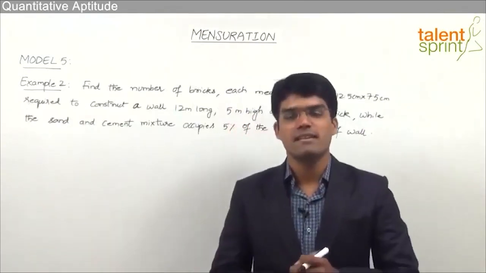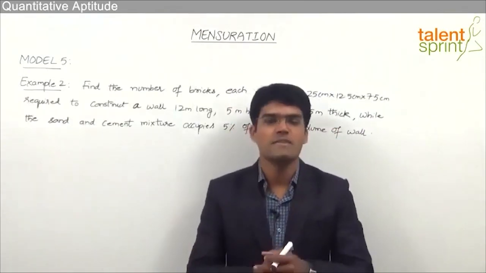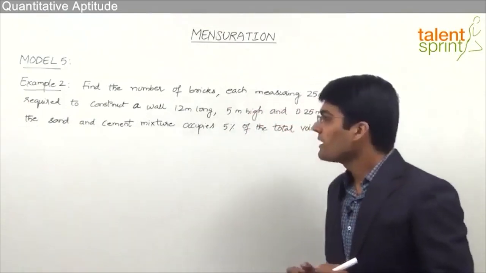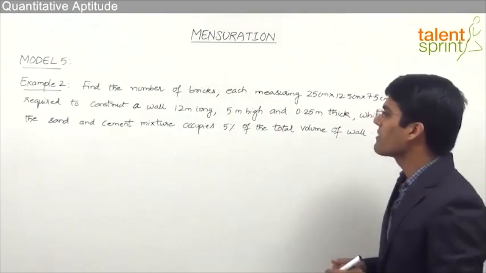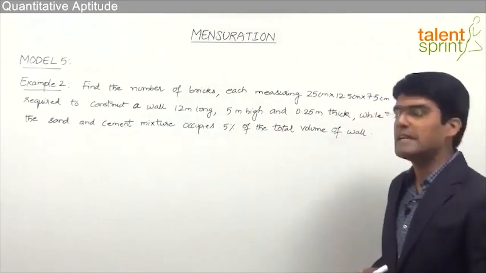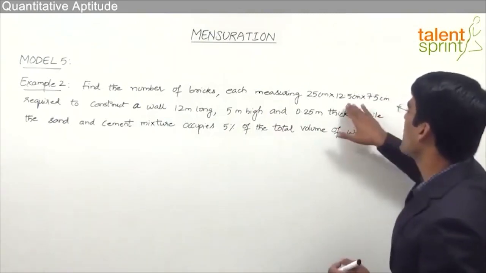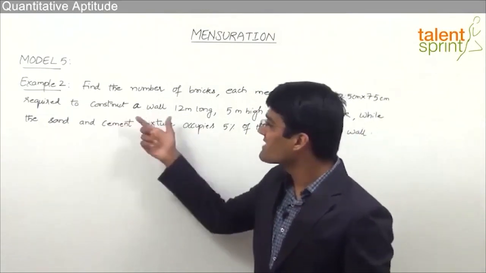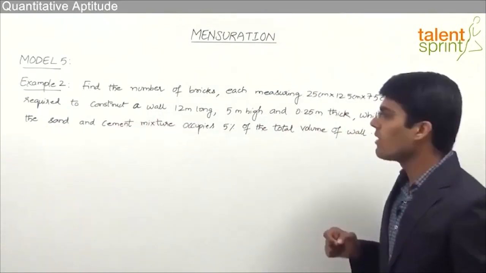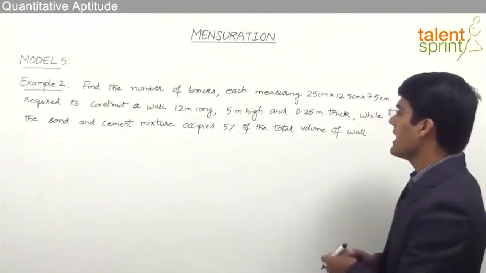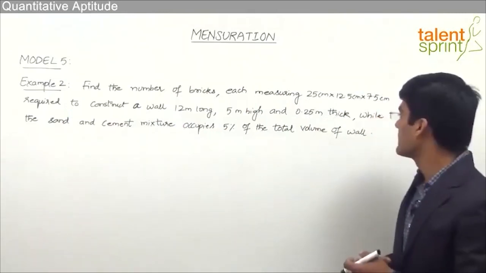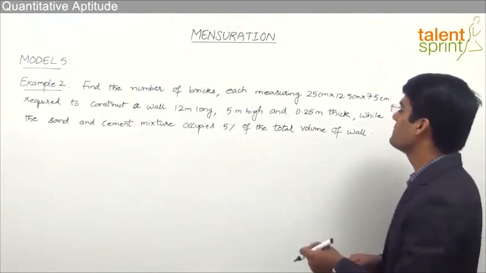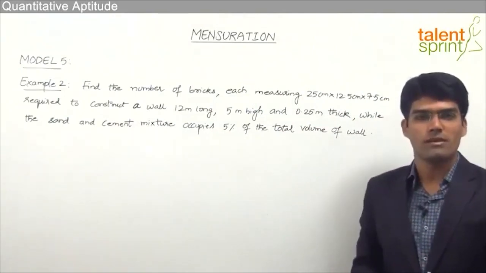Let us now discuss another example from model 5 of mensuration, which is again based on keeping the volume constant. The question says: find the number of bricks each measuring 25 centimeters by 12.5 centimeters by 7.5 centimeters required to construct a wall 12 meters long, 5 meters high and 0.25 meters thick, while the sand and cement mixture occupies 5% of the total volume of the wall.